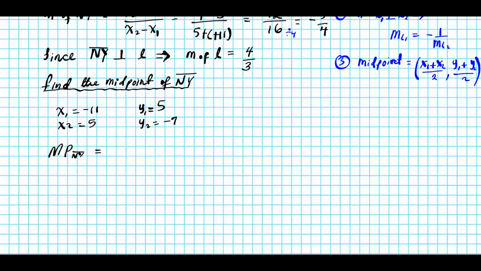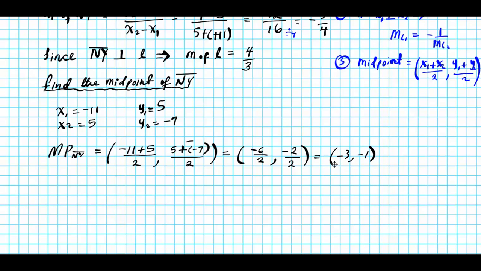Using the midpoint formula, we have x1 plus x2 over 2, average of the x's, y1 plus y2 over 2. Okay, so what do we have here? We have negative 11 plus 5 is negative 6 over 2, comma 5 plus negative 7, minus becomes a minus, 5 minus 7 is negative 2 over 2. So the midpoint is negative 3, comma negative 1. Perfect.